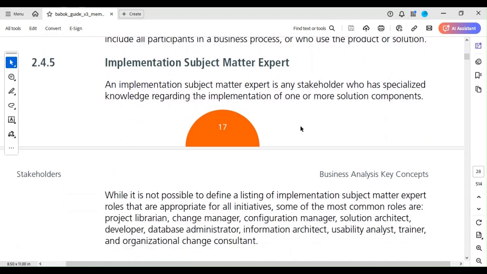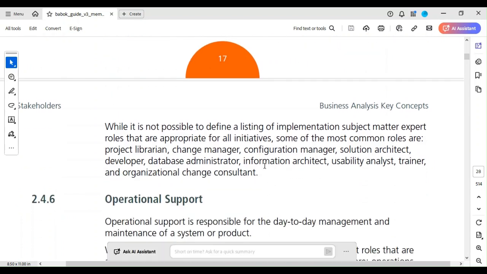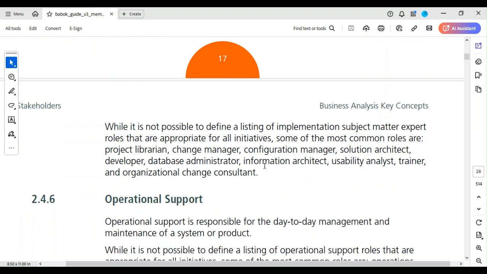Implementation subject matter experts. Also, don't get confused between implementation subject matter experts and SMEs. An implementation subject matter expert is any stakeholder who has specialized knowledge regarding the implementation of one or more solution components. While it is not possible to define a listing of implementation subject matter expert roles that are appropriate for all initiatives, some of the most common roles are the project librarian, change manager, configuration manager, solution architect, developer, database administrator, information architect, usability analyst, trainer, and organizational change consultant.